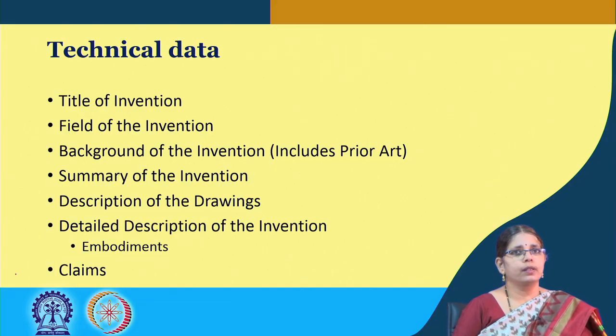The next category is the summary of the invention. Now, summary of the invention is what we call a mirror image of the claims of a patent. So, which means that the summary of the invention captures the essential features of an invention.